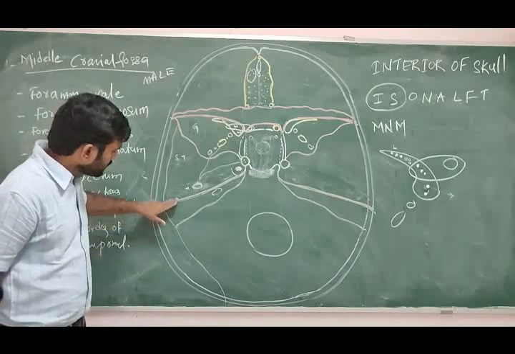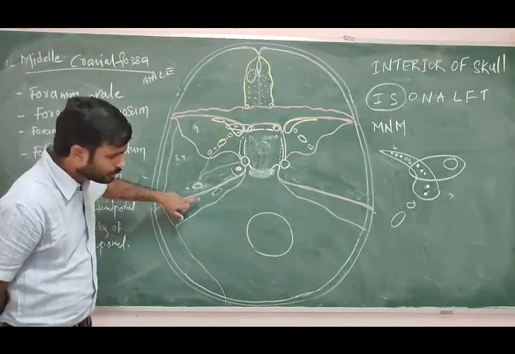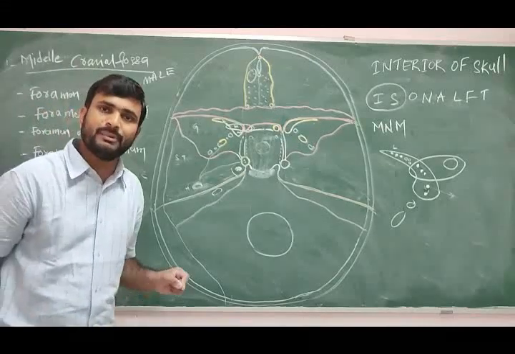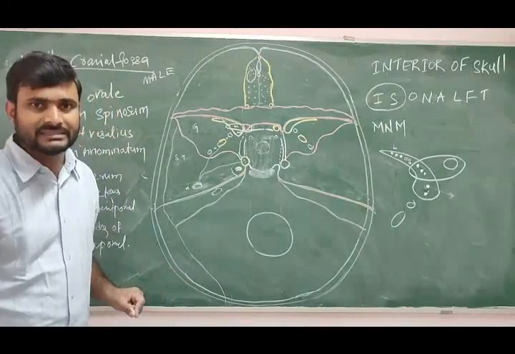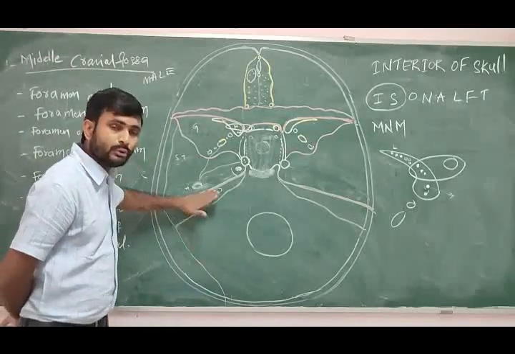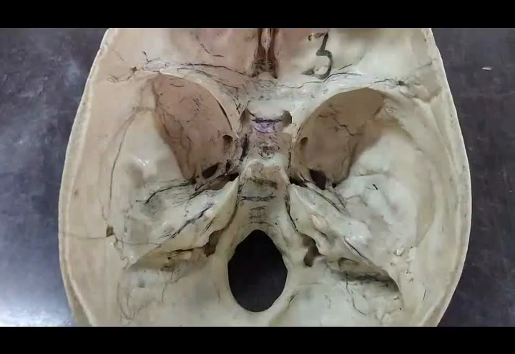In this part, it shows one small groove. On that groove, a sinus is present. That sinus is called the superior petrosal sinus. And here is one more attachment, called the tentorium cerebelli.